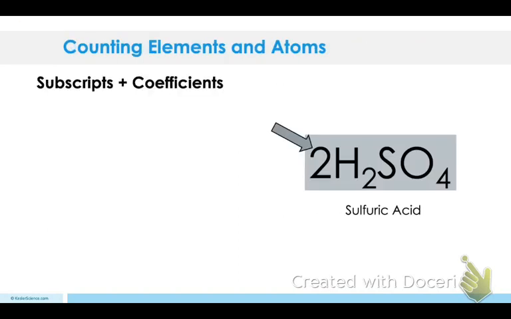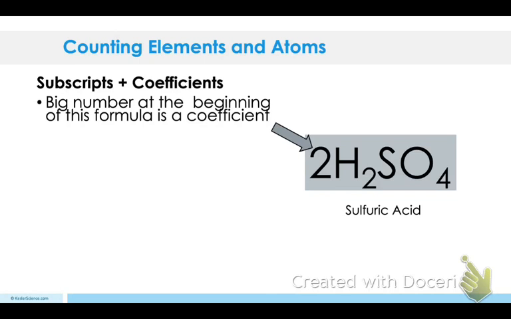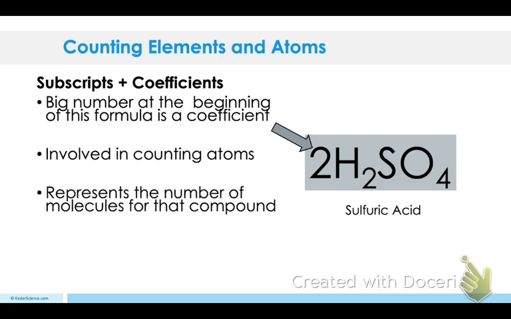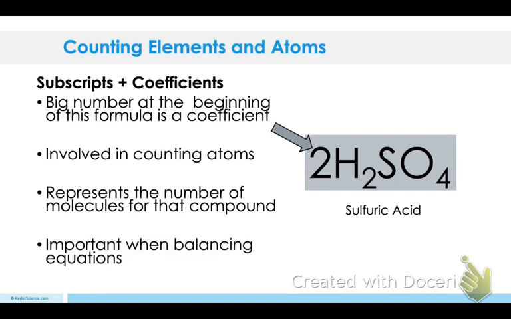Alright, so now we have subscripts and coefficients. We just finished with the subscripts. Remember, subscripts are the little number after the element's name. Now we're dealing with coefficients, and you might have heard that term in math before, but the coefficient is the number in front of the compound. It's the big number at the beginning of the formula, and that is called the coefficient. It is involved in counting atoms. It represents the number of molecules for that compound. It is important when balancing equations, which you will not do in 8th grade.